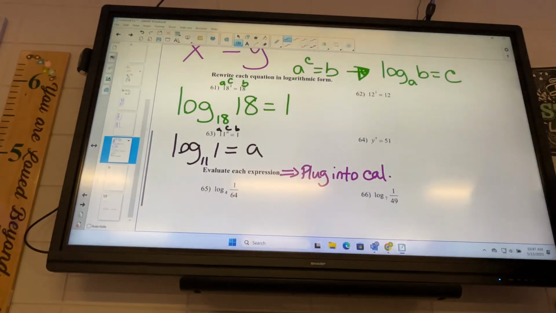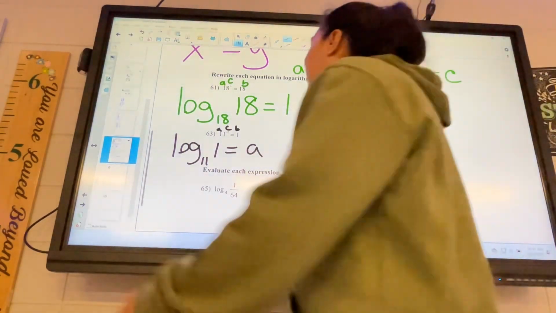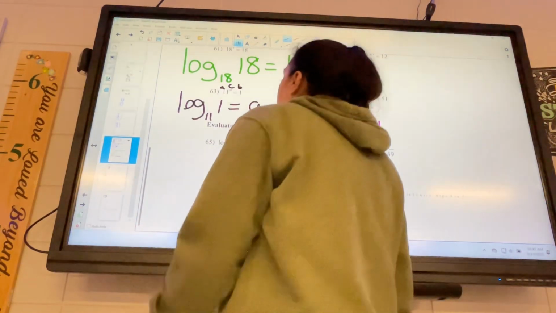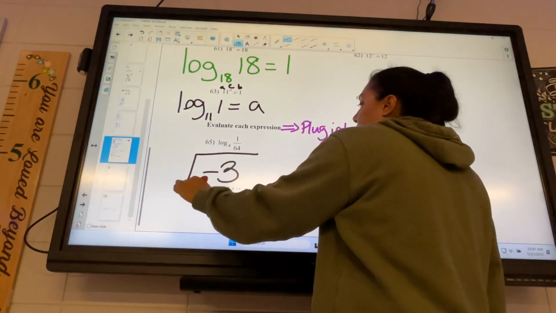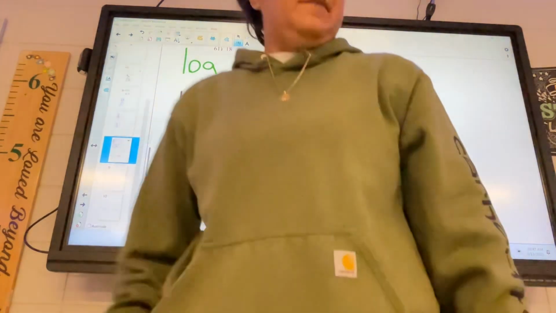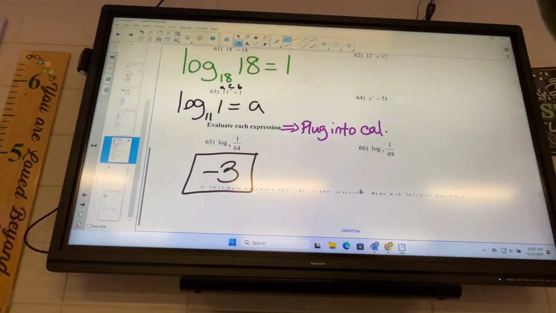Okay, 65. We just plug it into the calculator. What do you get? Negative 3. Negative 3. Yep. Somebody agree? Okay. We're almost done. We got 6 left.